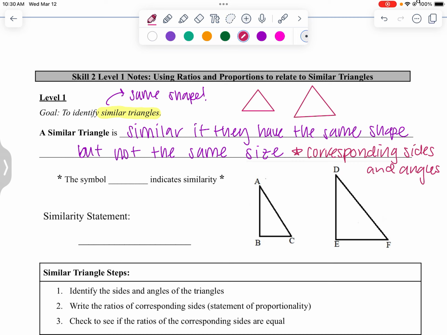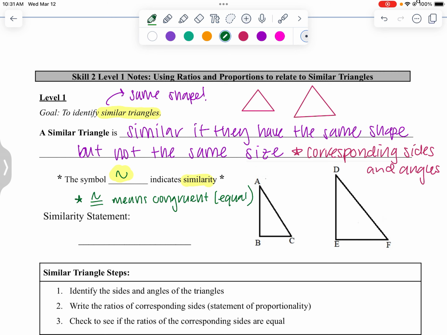And kind of going back to our congruent symbol, do you guys remember this congruent symbol? This means congruent. Congruent means equal. There is a similarity symbol, which is just this little squiggle line on top of our congruency symbol. So it's kind of like the congruent symbol, but this symbol right here is for similarity.